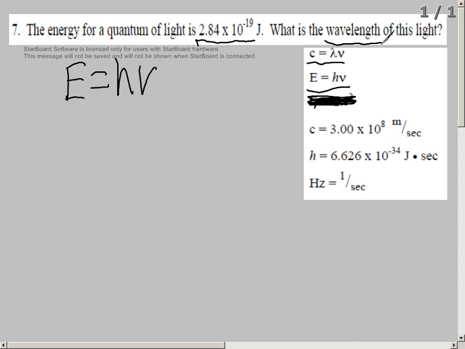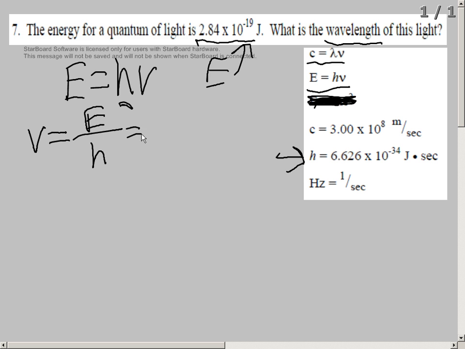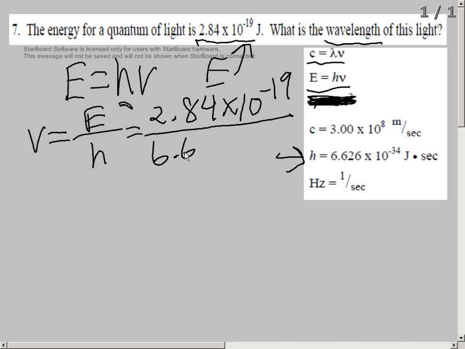So let's look at what we know. We know E. This is our E. And we know H. Here's H. H is always this number. It's called Planck's constant. It's a constant. It doesn't change. So, going to rework this equation in terms of frequency. So frequency would be equal to energy divided by Planck's constant, which would be energy from the question, 2.84 times 10 to the negative 19 over Planck's constant, 6.626 times 10 to the negative 34.